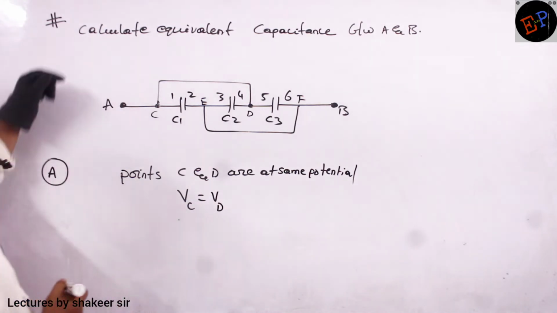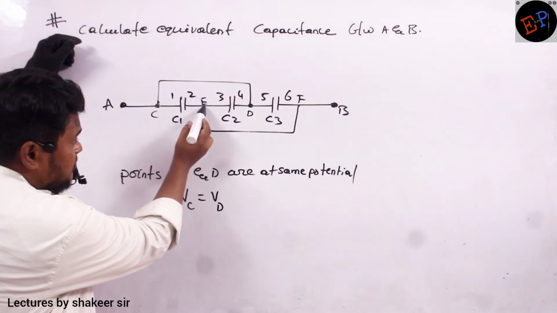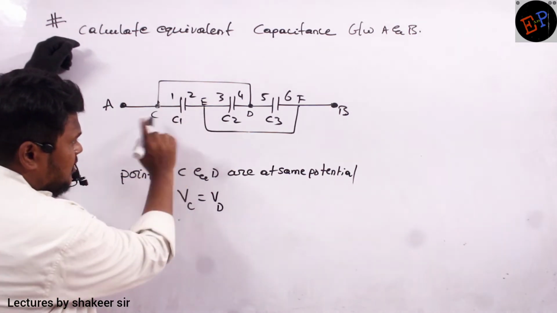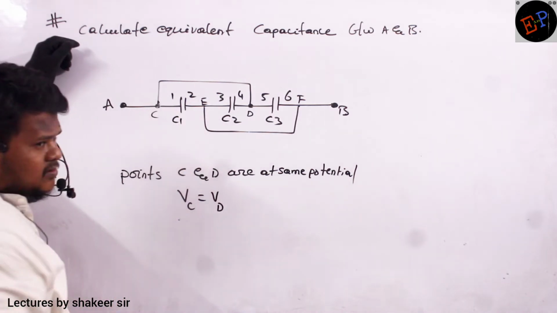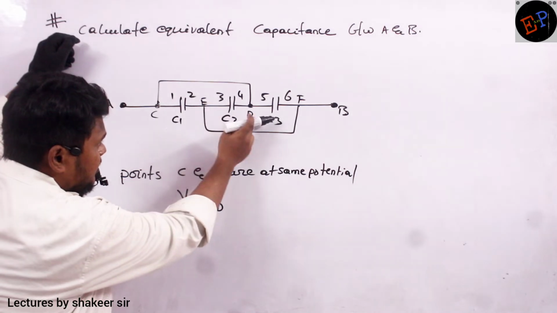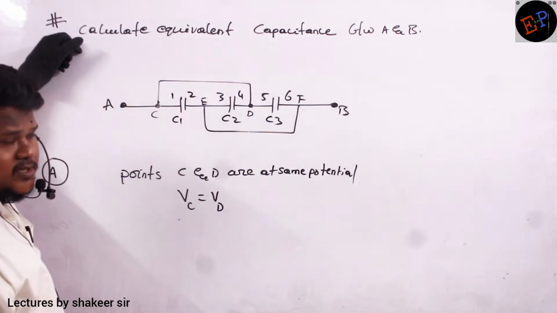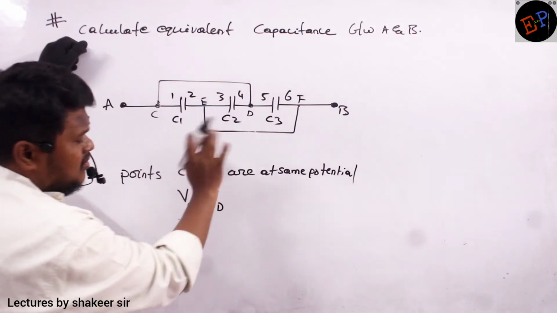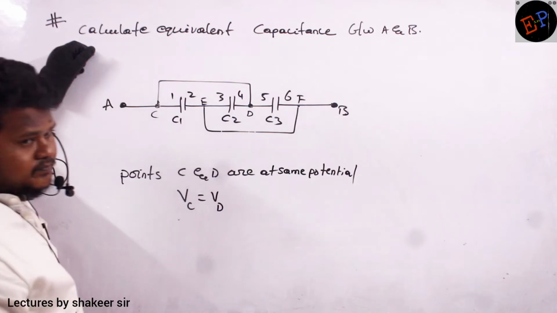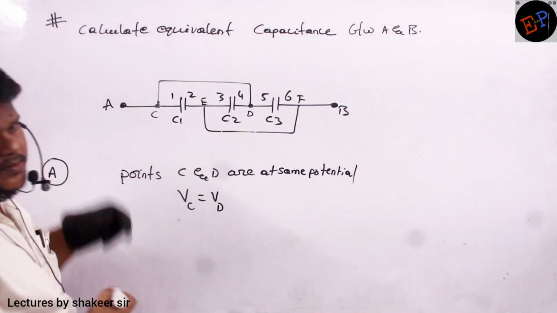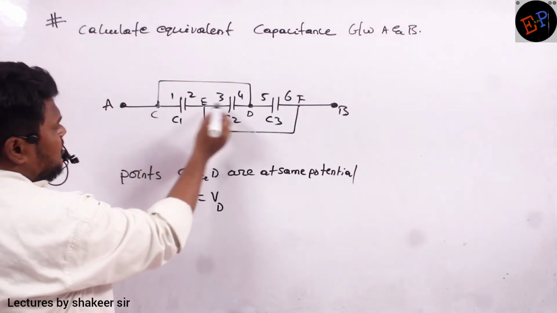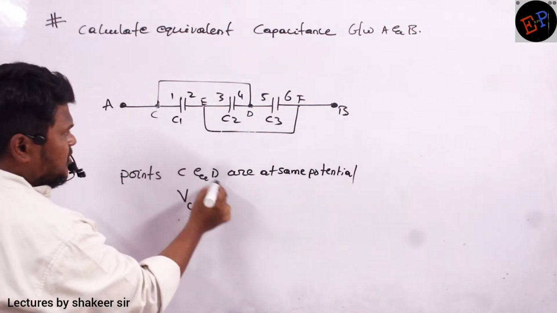Clear, no? But here if you see, C and E, they are not at same potential. Clear, no, ma? C and E, they are not at same potential. Why? Between them there is a capacitor, no? Are you able to understand? Similarly, E and D, they are not at same potential. D and F also, they are not at same potential. But E and F, they are at same potential. Clear, no, ma? Now see. So now if you see point C and point D, we are saying that they are at same potential, no, ma?